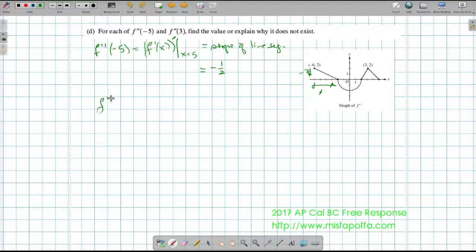If I want to find the second derivative at 3, I run into a bigger problem. Notice that at 3 I actually have a corner, so this is undefined because f prime has a corner at x equals 3.